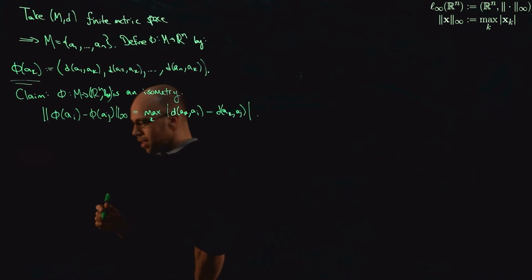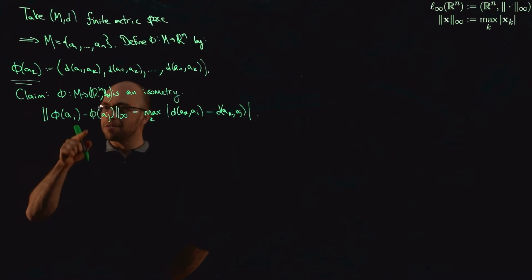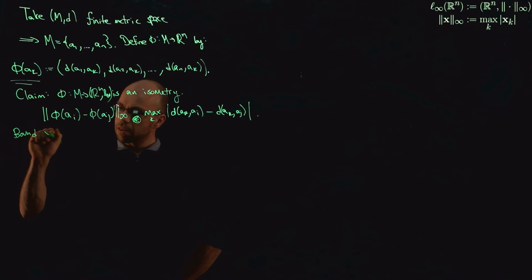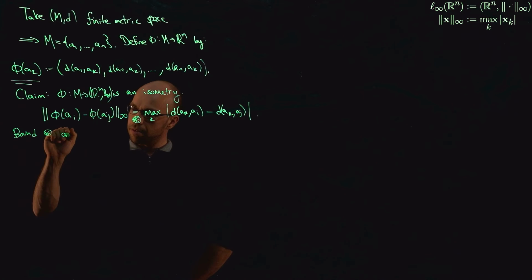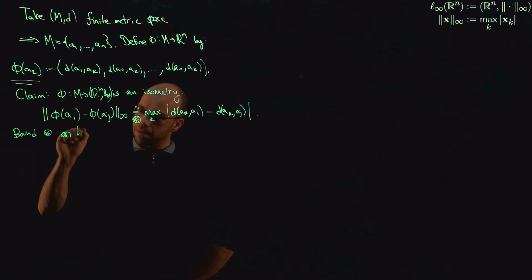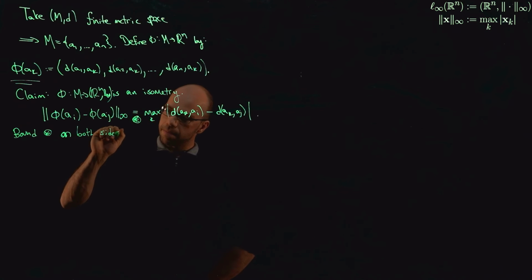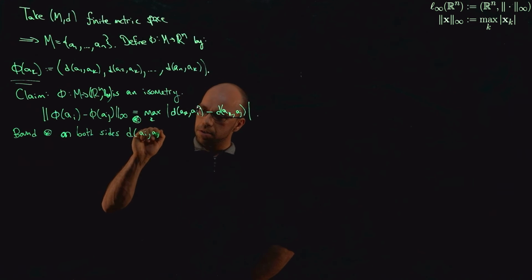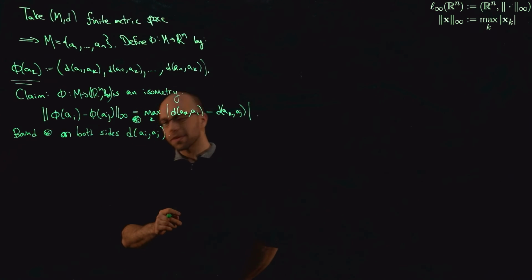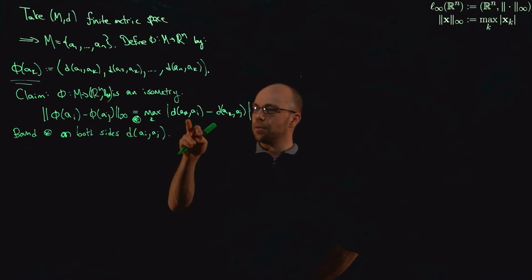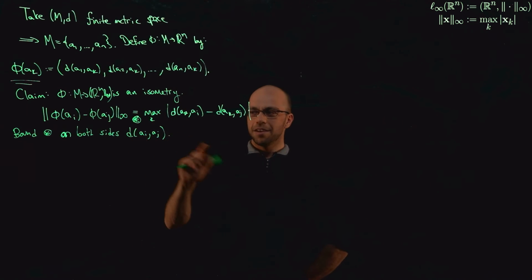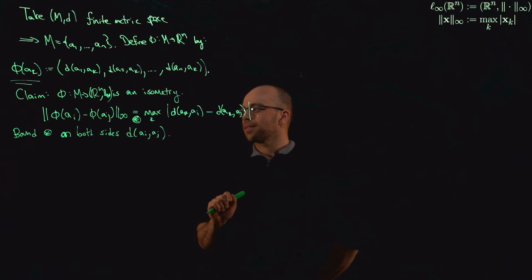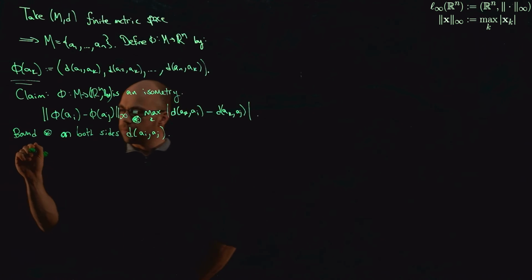So the way we're going to do this is to bound this expression on both sides by d of AI AJ. Essentially, we want to claim that this is equal to d of AI AJ. So we're going to show that it is both less than or equal to d of AI AJ and greater than or equal to. The first step in our bound is really simple.